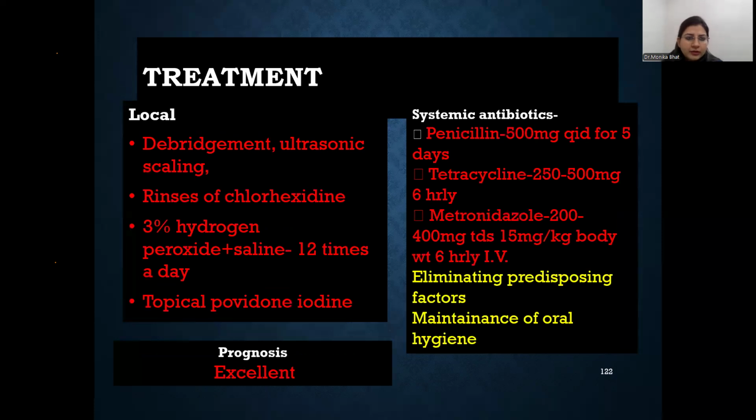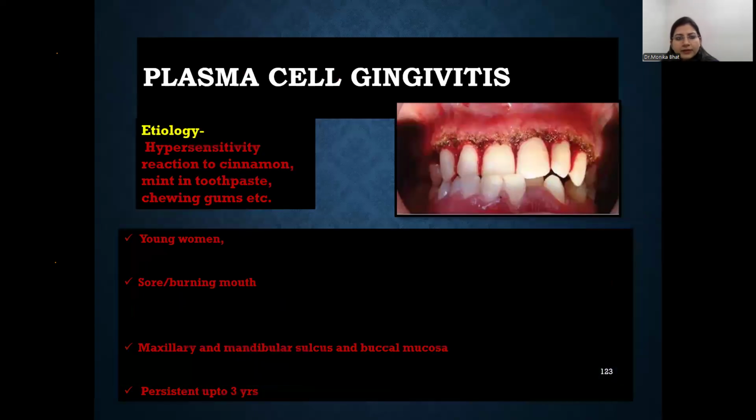Treatment: local debridement, ultrasonic scaling, basically maintaining oral hygiene with chlorhexidine rinses, and 3% hydrogen peroxide plus saline 12 times per day. Basically, the main motto is to maintain oral hygiene in the patients to eliminate the ulcers. Then another category is plasma cell gingivitis, which is basically a hypersensitivity reaction to cinnamon or mint in the toothpaste or chewing gums, usually seen in young women.